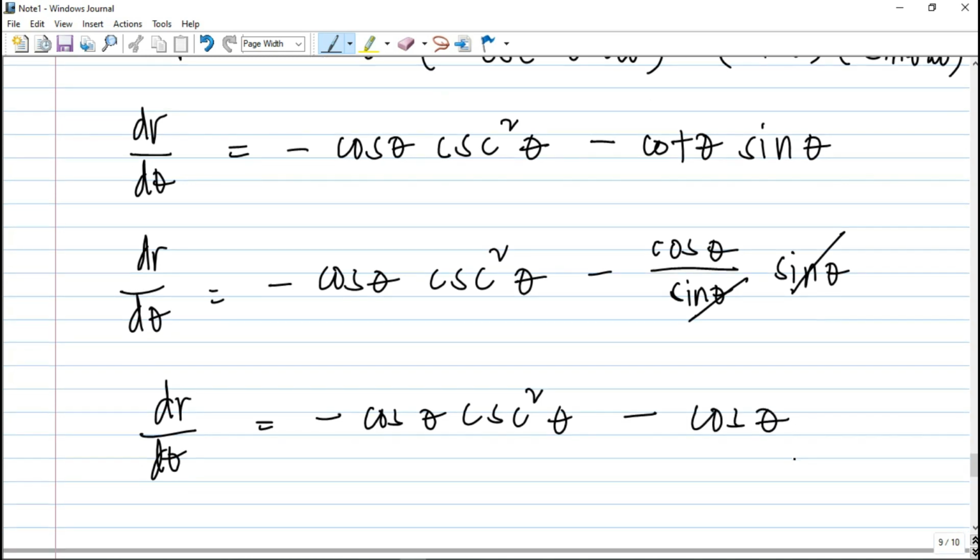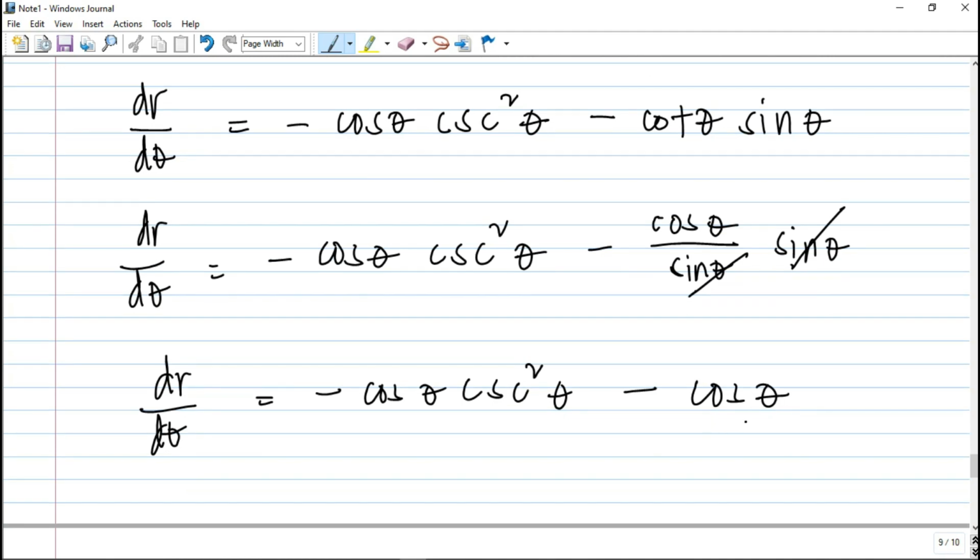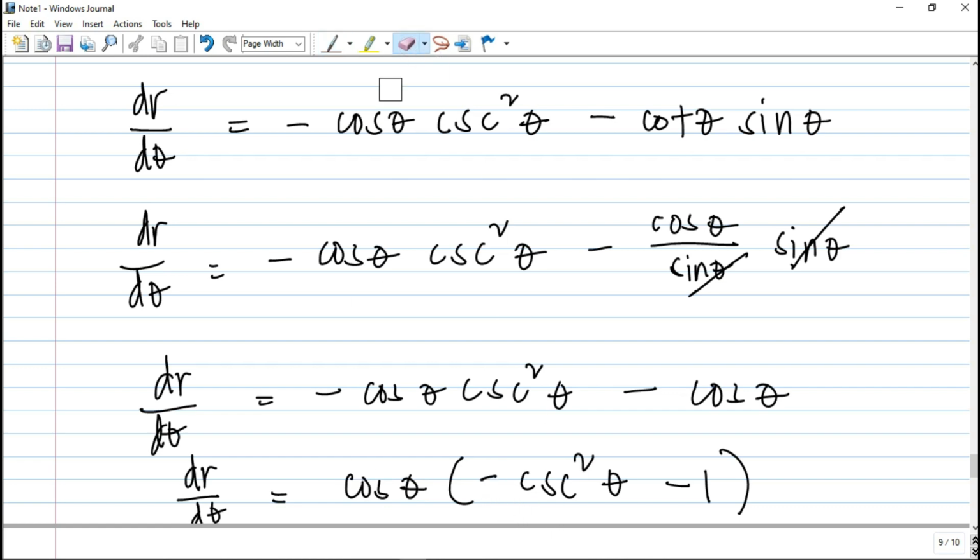Then notice here that our cosine theta is a common expression in this equation. So for the derivative of r with respect to theta, we factor out the cosine theta. So cosine theta here. You have here negative cosecant squared theta, minus 1. We just factored out the cosine theta. Or, we can take out the negative here, so that what is inside the parenthesis becomes positive. So we take out this negative, so it becomes positive, then the negative goes here. Okay, so this is the simplified form of your final answer.